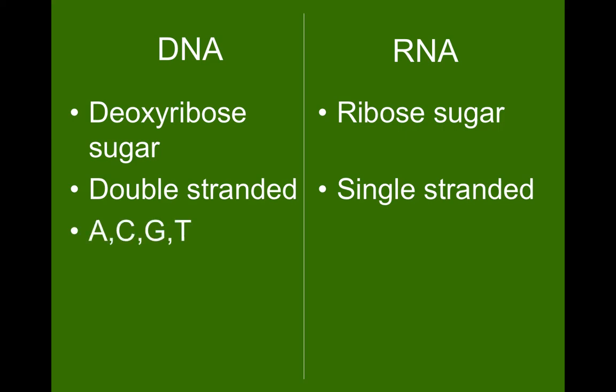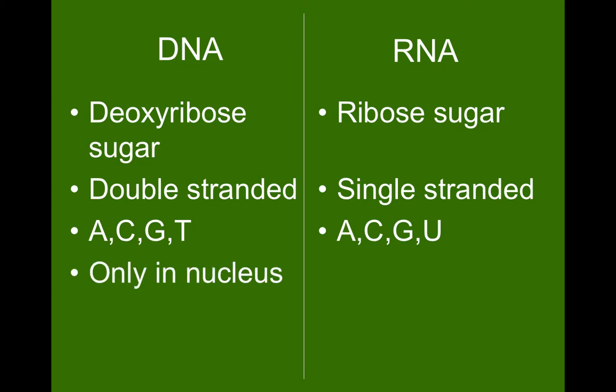The bases that are found in DNA are adenine, cytosine, guanine, and thymine, or ACGT, whereas in RNA we have adenine, cytosine, guanine, and uracil, so ACGU. DNA is found only in the nucleus of the cell, because again, we're looking at eukaryotic cells in this process here, whereas RNA is not only found in the nucleus. We find it both inside and outside of the nucleus.